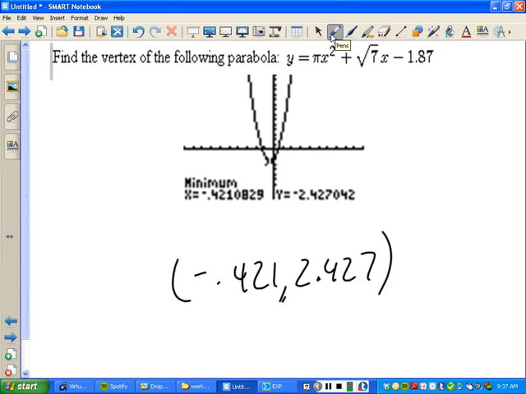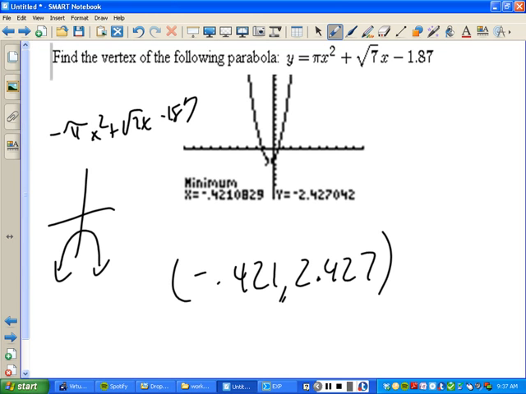Now, understand that if it were negative pi x squared plus the square root of 7x minus 1.87, then the graph would go upside down, and then you'd be looking for a maximum point at that point. Okay? So you have to look at which way the graph is, if it's concave up or concave down, and make a decision on maximum or minimum based on that. Okay. All right.